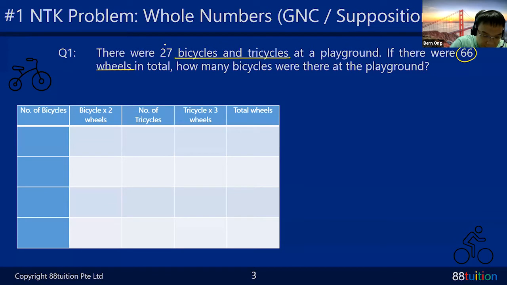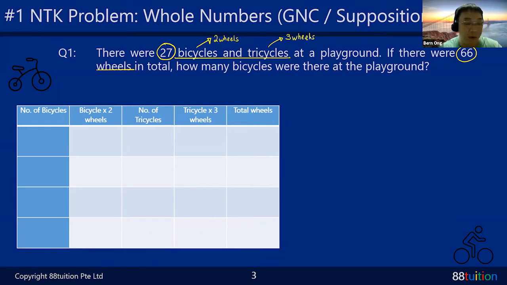First information is there are a total of 27 bicycles and tricycles. Second information, there are 66 wheels. Third information, 1 bicycle has 2 wheels. This one is the hidden information. Sometimes the question never gives you, but you need to know. And what is a tricycle? Triangle. Triangle has how many sides? 3 sides, right? Tricycle has 3 wheels also. Can you see?